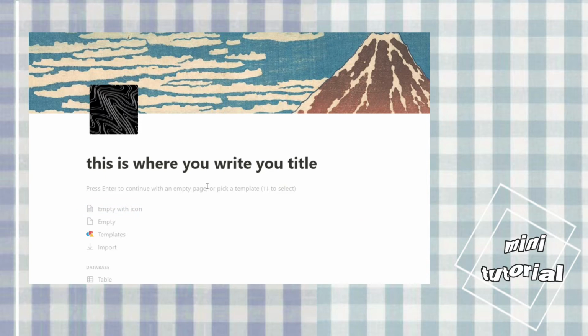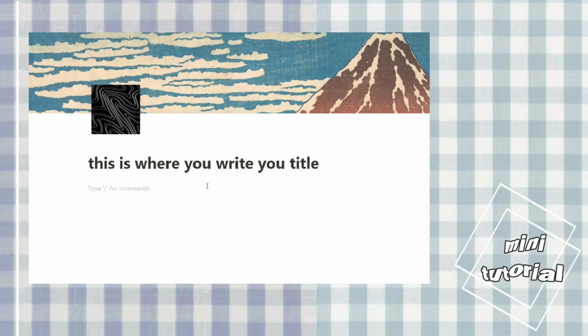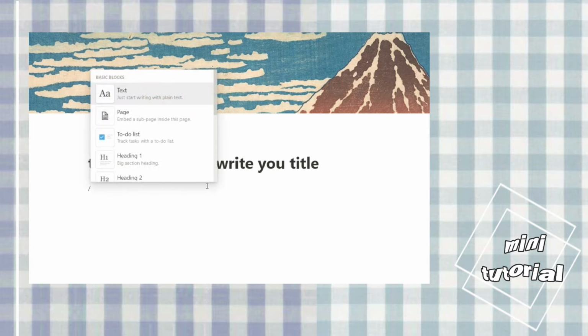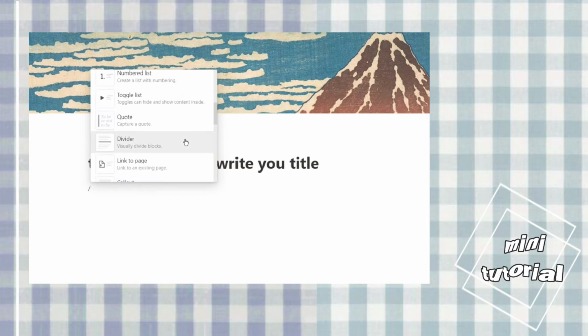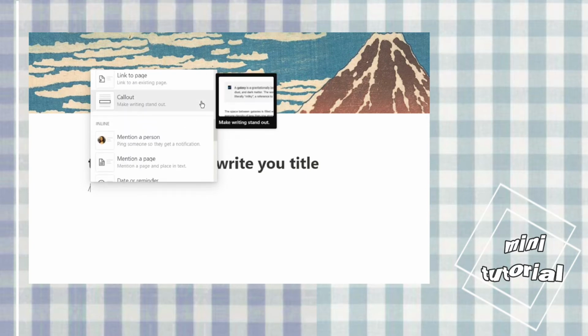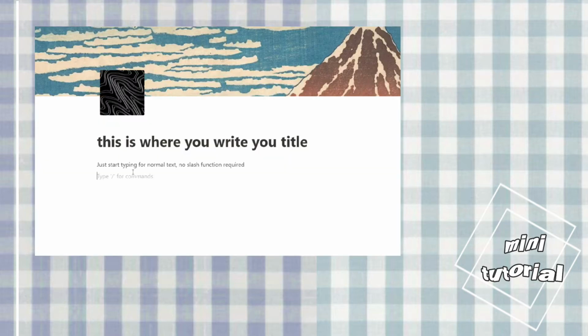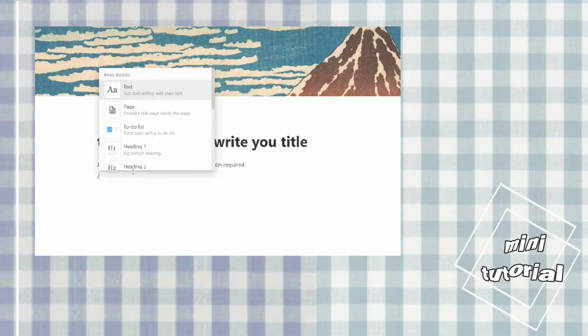Now, for Notion's main building blocks, Notion uses a slash command. So basically you press the slash function on your keyboard and a bunch of different commands will come up. So this is your lists, your text, your different databases, everything you can do in Notion basically. So for normal text, you just start typing.